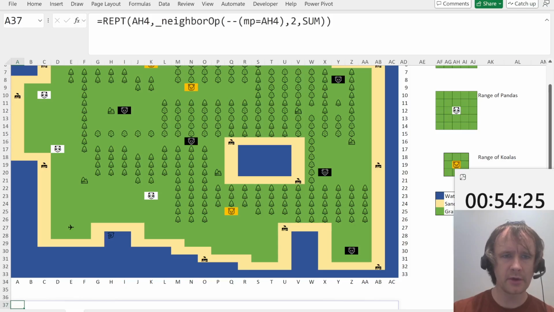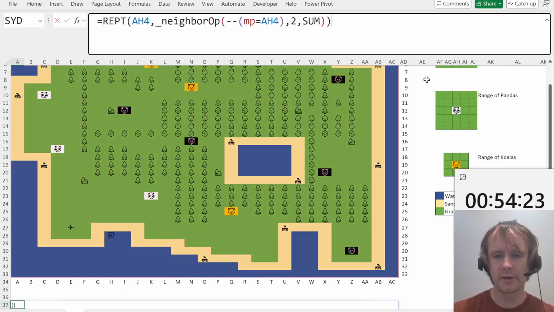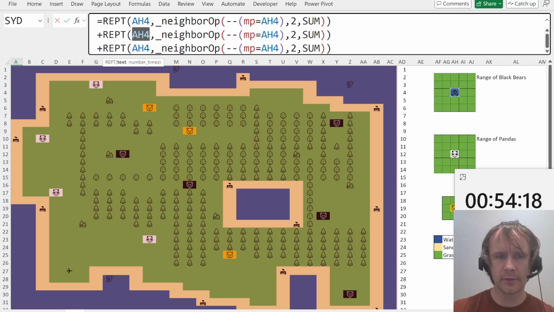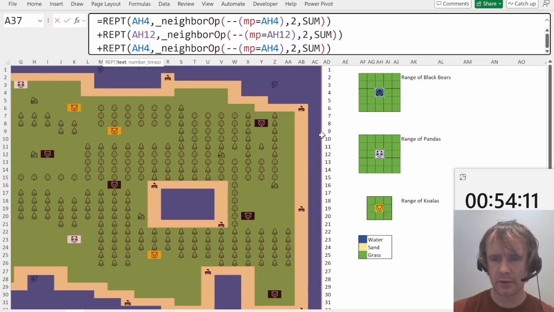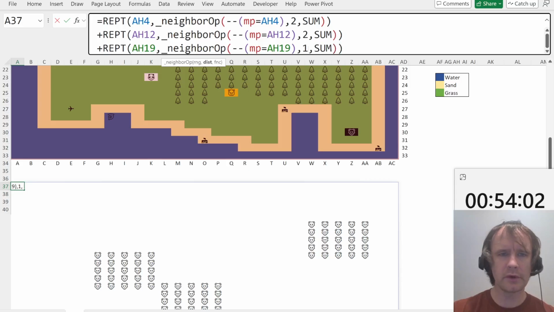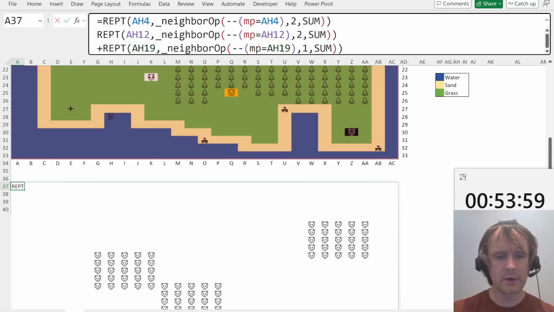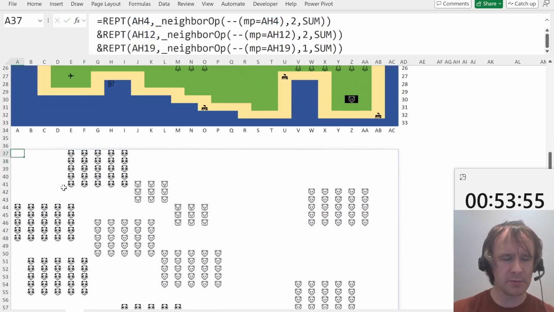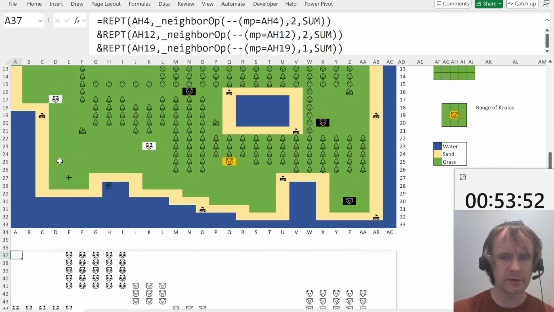And then I want to do the same thing for each of the other bears. Okay, so I'm going to replace H4, H12, and that one is also a range of 2, and then presumably it's H19, a range of 1. Sorry, I don't want that to be plus, I want it to be ampersand, because I want to concat them all. So that is my bear map.